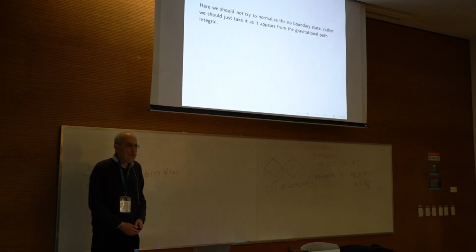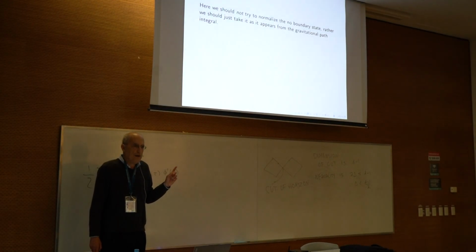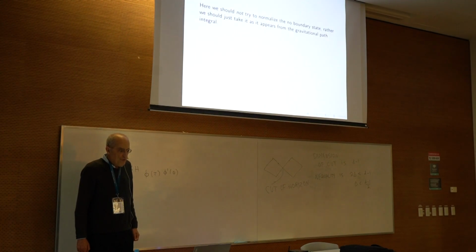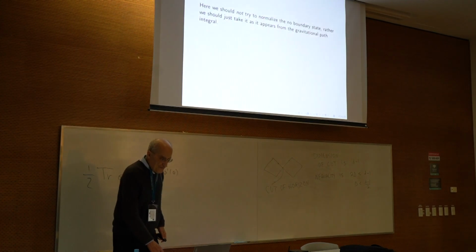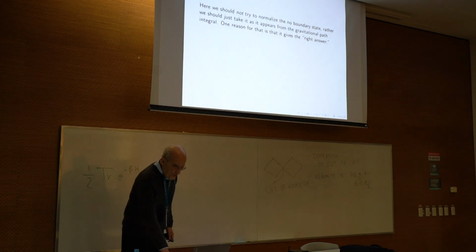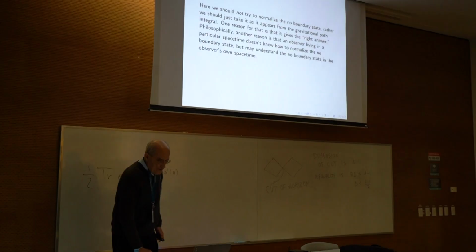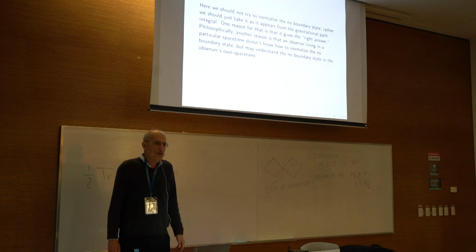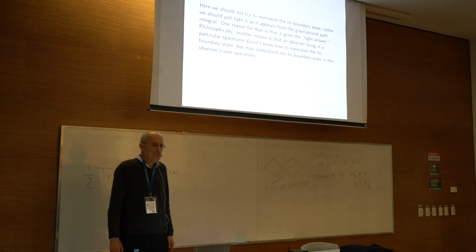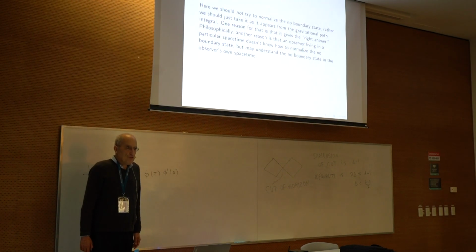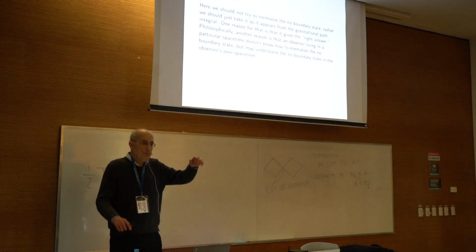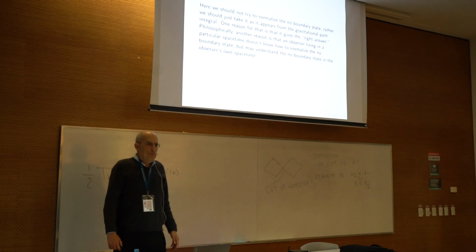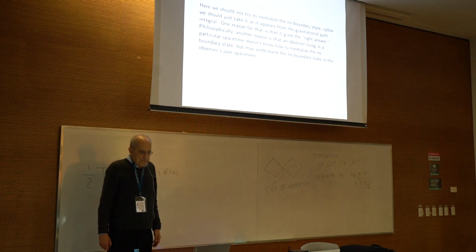Now, an important detail where my thinking differs from what it was in the paper of possibly 2 years ago is that we should not try to normalize the no-boundary state. Rather, we should just take the no-boundary state as it appears from the gravitational path integral. One reason for that is that it gives the right answer, as I'll explain in a second. So if we don't normalize the no-boundary state, then we will get the A over 4G. If we do normalize the no-boundary state, we'll get what I actually wrote in the paper, which is differences of A over 4G between different states in the landscape, but with an ugly overall additive constant, independent of the spacetime.